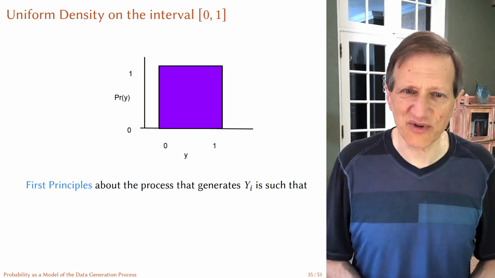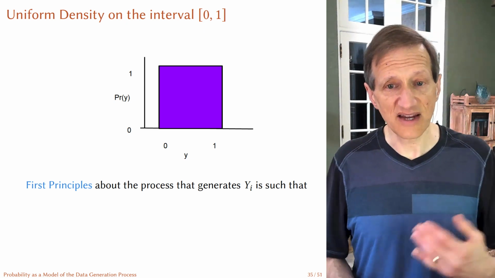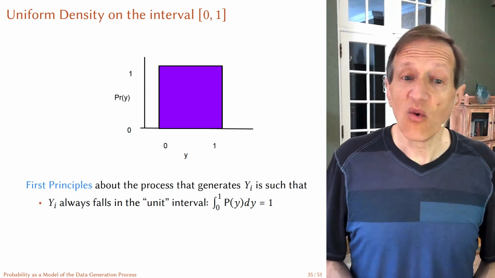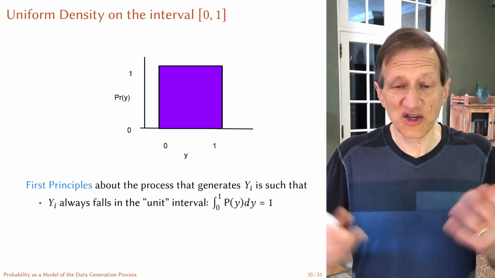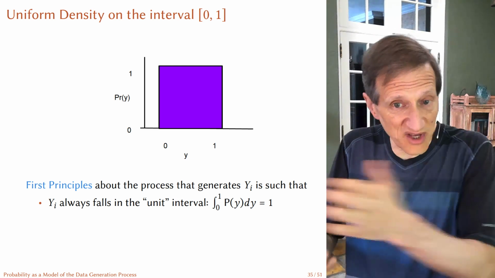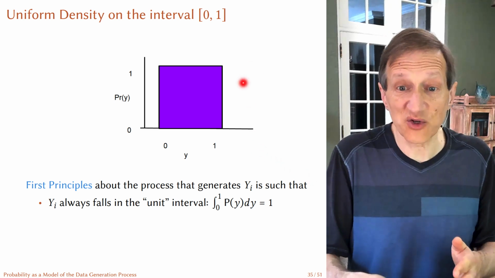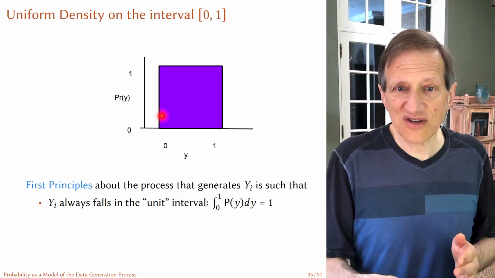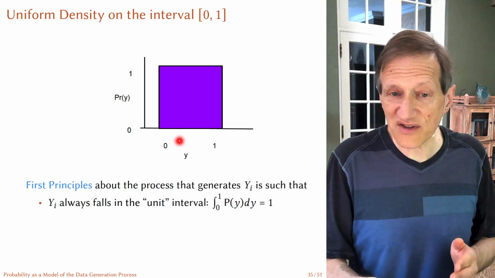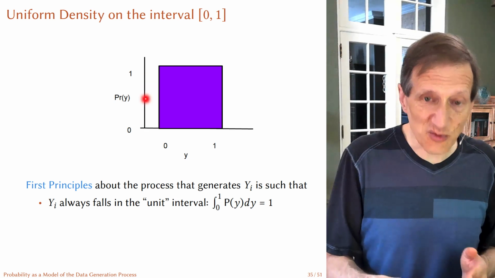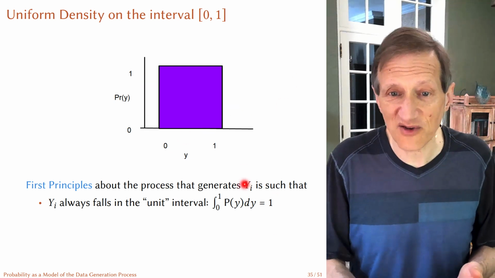What are the first principles about the process that generates y of i? Well, y has to fall within the unit interval. Okay, so y has to be between 0 and 1. So the integral, the area under this curve is 1. You can see this integral is easy to calculate here, because what's the area? Well, it's this length, which is 1, times this length, which is 1, and 1 times 1 is 1, and so this integral is 1.